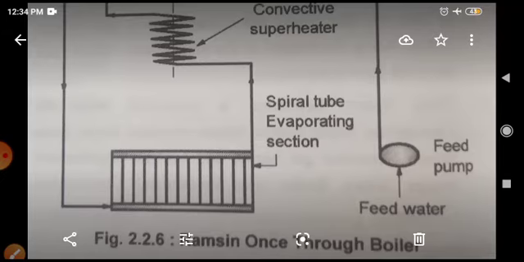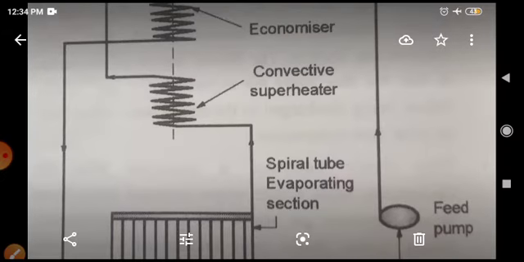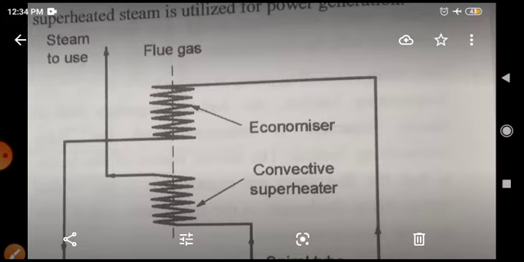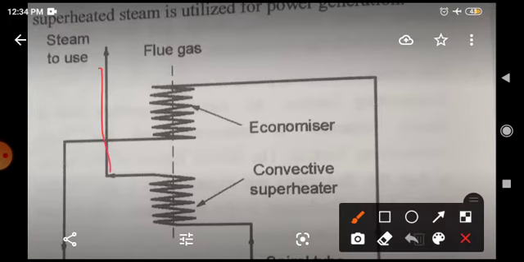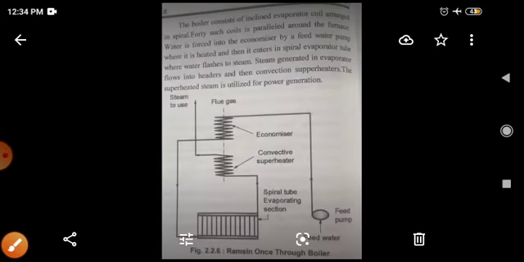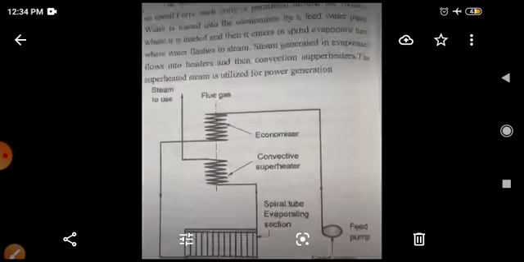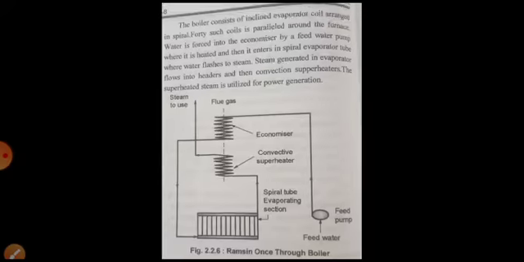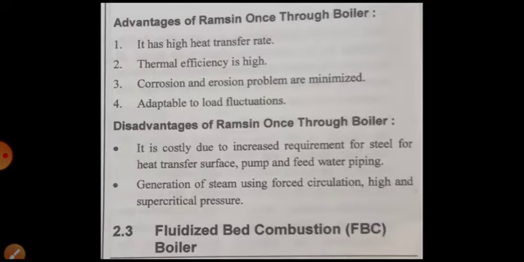the spiral tube evaporating section. Then in the convective superheater it gets superheated, and then the steam is used for our purpose. So the Benson boiler and this Ramsey boiler both have the same arrangement, but in the Benson boiler vertical tubes are there, while in this Ramsey boiler spiral tubes are used.